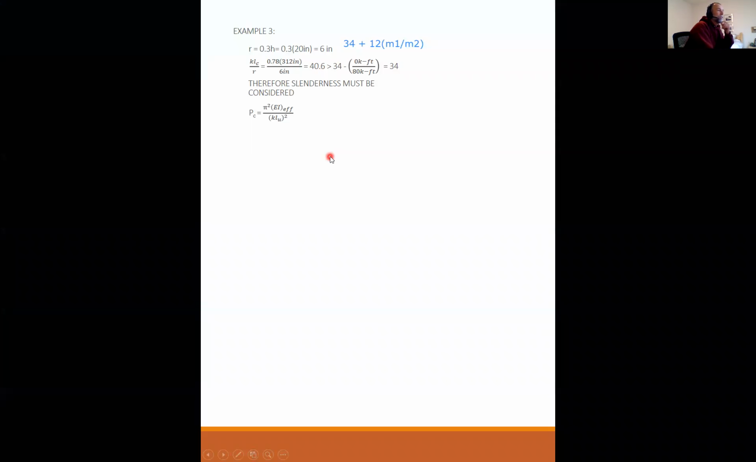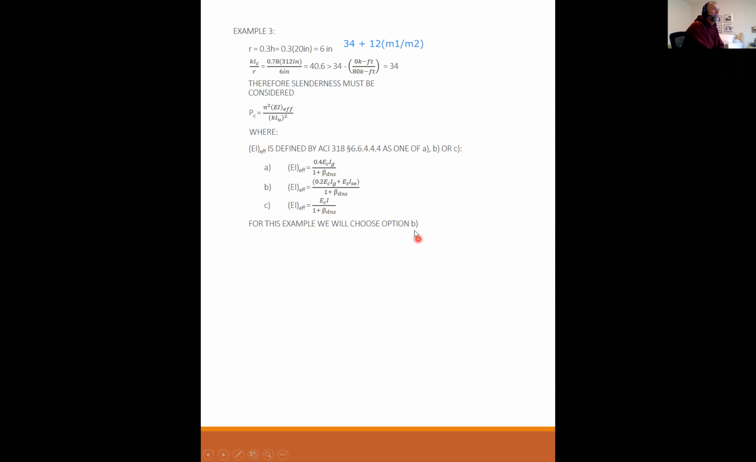When we have to consider slenderness, now we have to calculate our critical buckling load. And that's pi squared EI effective over KL squared, where EI effective is defined by ACI 318-6.6.4.4.1 as one of A, B, or C. And A was this guy, B is this guy, or C is this guy. This one is misleading. It's actually a lot more complicated than these two. For this example, we will choose option B.